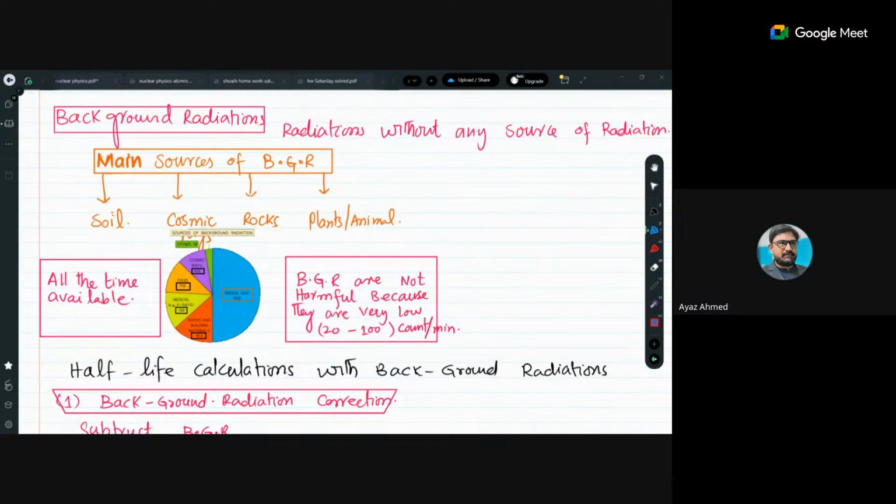In the same way, when you are taking some readings, there are some radiations available in the environment even without a source. For example, even when I am not speaking, do you hear some background noise? Is it clear to you? So background radiations are the same as your background noise.